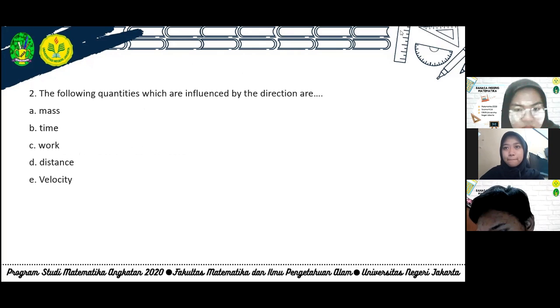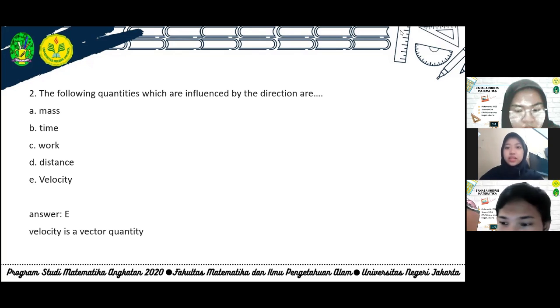Can I try answering? Yes, please. The answer is E, velocity. Yes, it's correct. Congratulations, Rifai. Thank you. Okay, the answer is E. Velocity is a vector quantity.